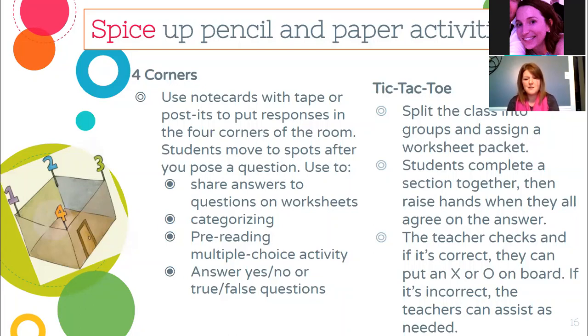And then if it's correct, they get to go put an X or an O on the board, and we continue doing this until one of the teams gets 3 in a row. Once they get 3 in a row, we erase it and we keep going until we're through whatever we need to do. It's just a fun way to make worksheets a little more exciting and interactive, and they get really competitive with it. So they love it.